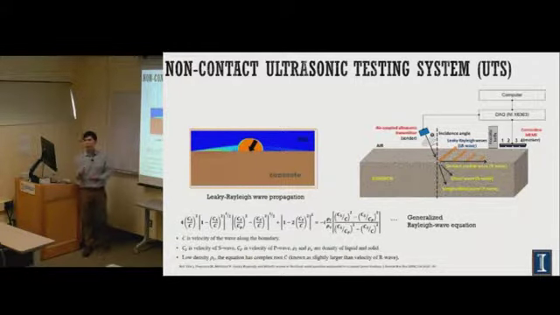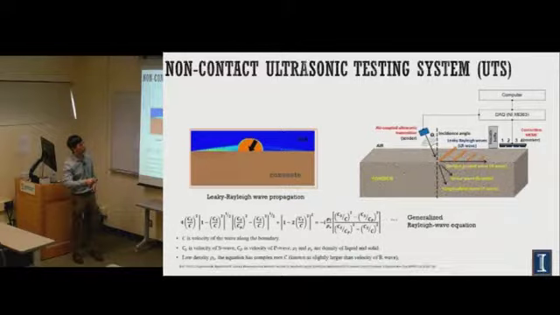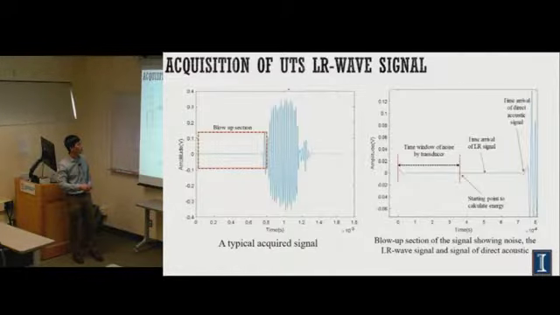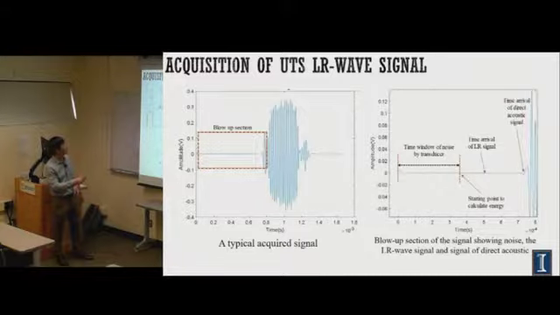So I want to capture that wave. I use the transducer sending the wave, and the wave leaks to the air, and I capture it with 4 sensors. So here's the typical signal I have. The big wave here is the direct wave from the transducer that I don't care about. The one I want to care about is this small section here, which is the leaky wave signal from the surface of the concrete.